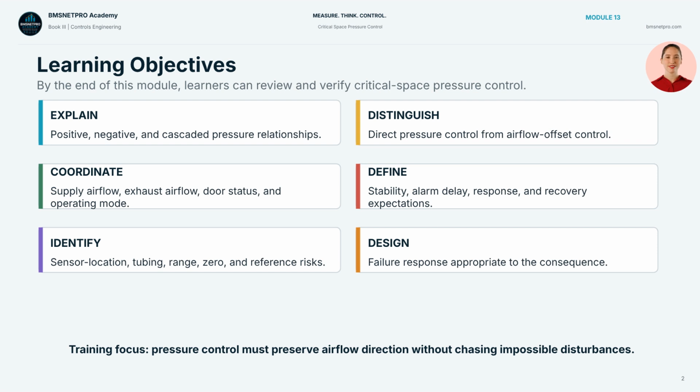The learning objectives are focused on field verification. Learners should explain positive, negative, and cascaded pressure relationships. They should distinguish direct pressure control from airflow offset control. They should coordinate supply, exhaust, doors, and modes. They should define stability, alarm delay, and recovery expectations. They should identify sensor installation risks and design failure response appropriate to the consequence of the space.